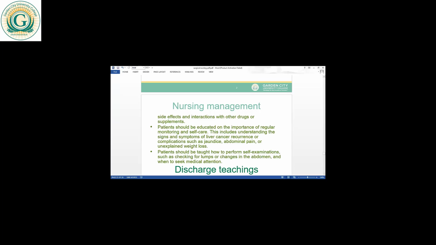And then patients should be educated on the importance of regular monitoring and self-care. This includes understanding the signs and symptoms of liver cancer recurrence or complications, such as jaundice, abdominal pain, or unexplained weight loss. And patients will be taught forms of self-examination, such as checking for lumps or changes in the abdomen, and when to seek medical attention.